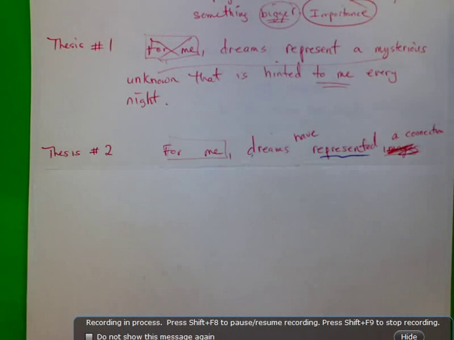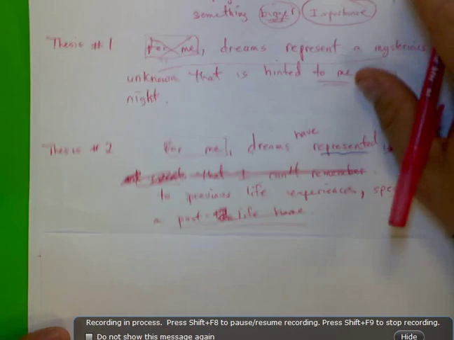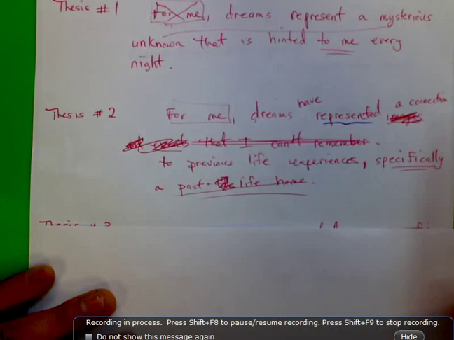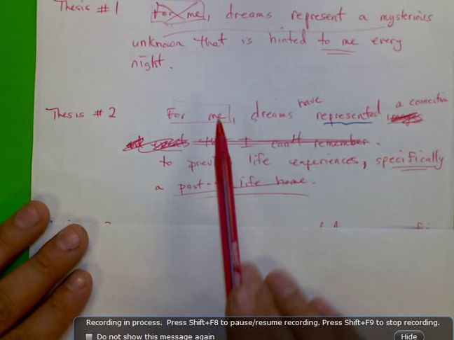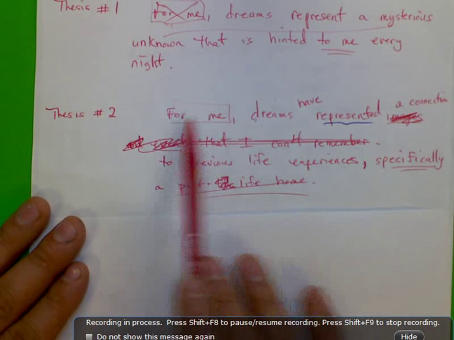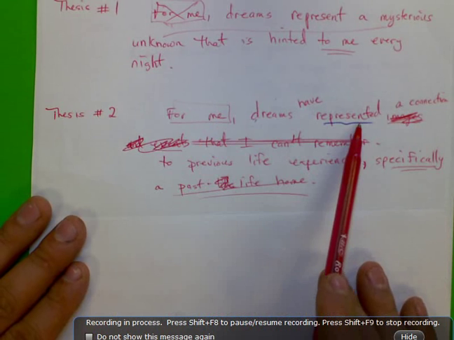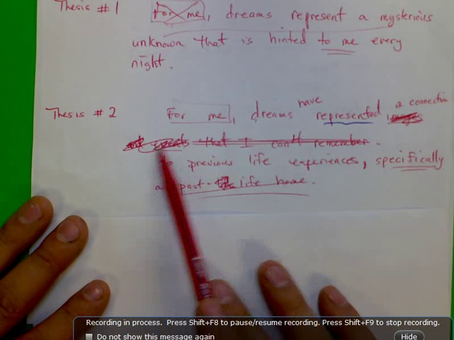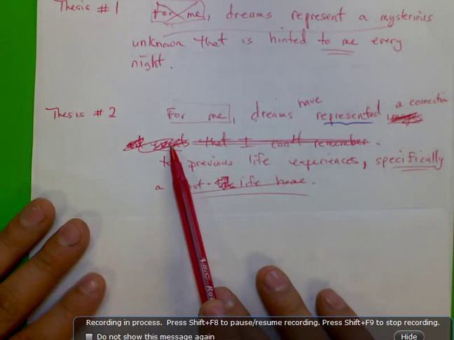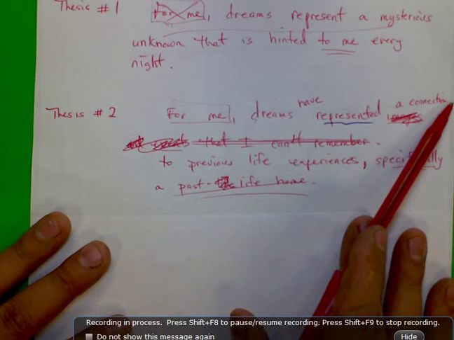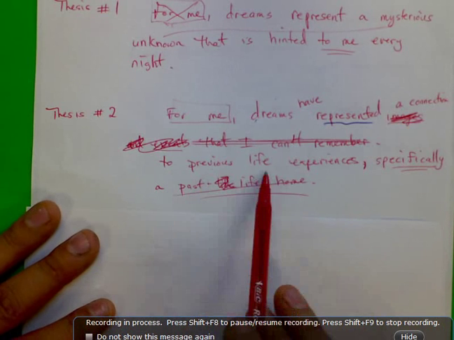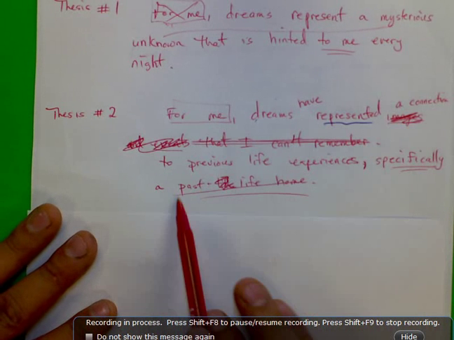So, Thesis 2. Look at this one. What a mess. Again, I still had "for me" here, but I'm seeing it. I'm going to change it here. Originally I had "for me, dreams represented," and you can see I put images and events. Now that was too vague. I want to get more specific. For me, dreams have represented a connection, and then I went to previous life experiences, specifically a past life home.